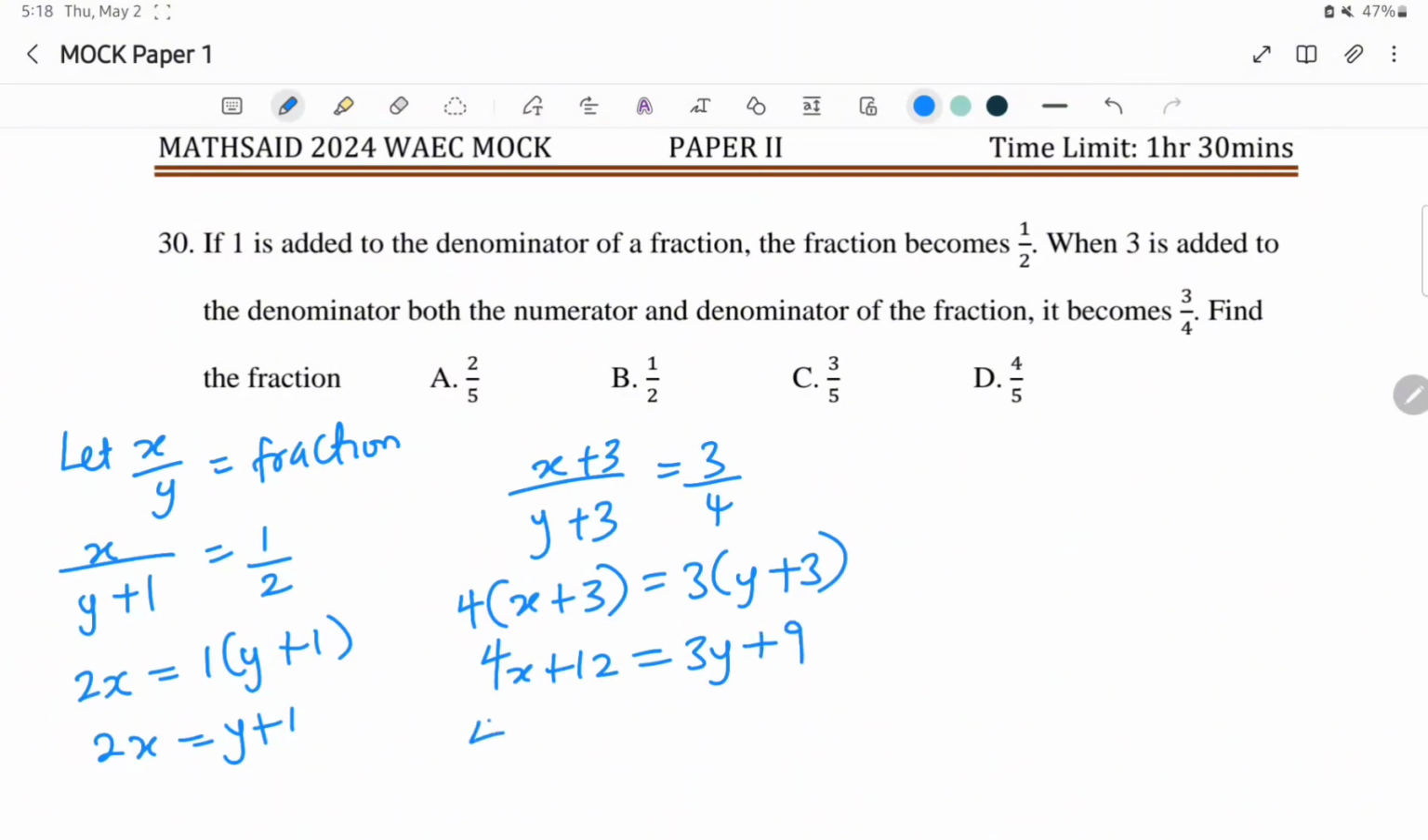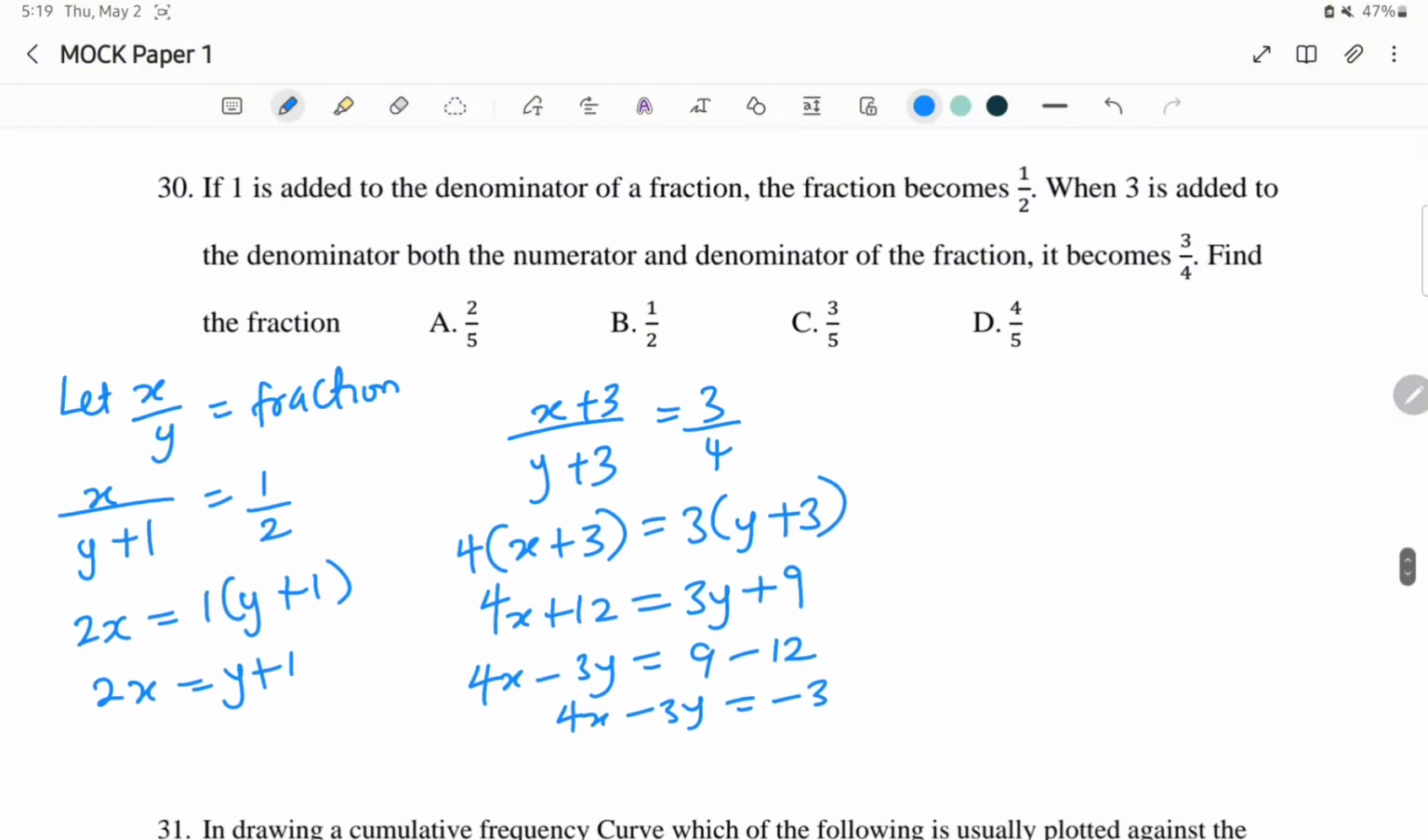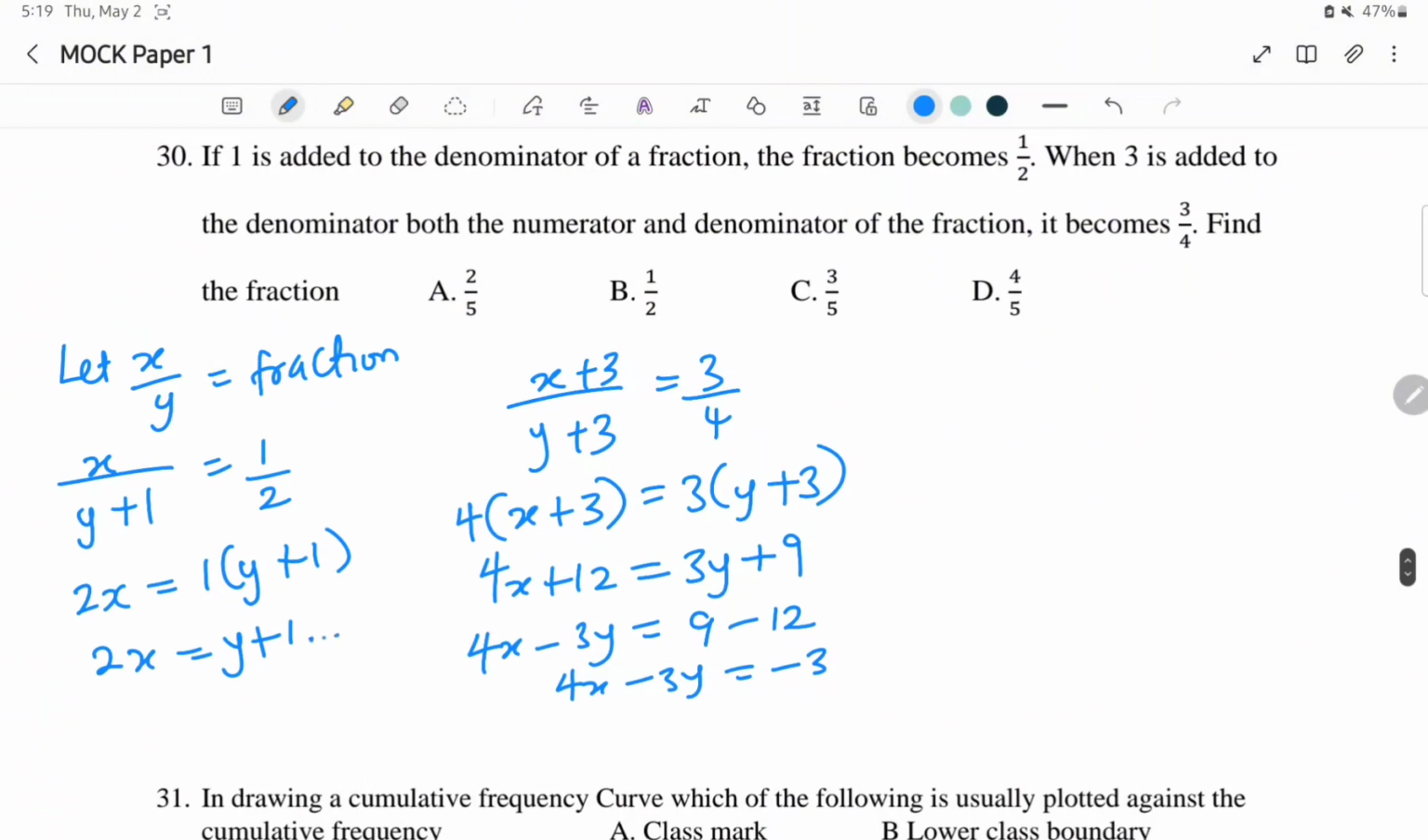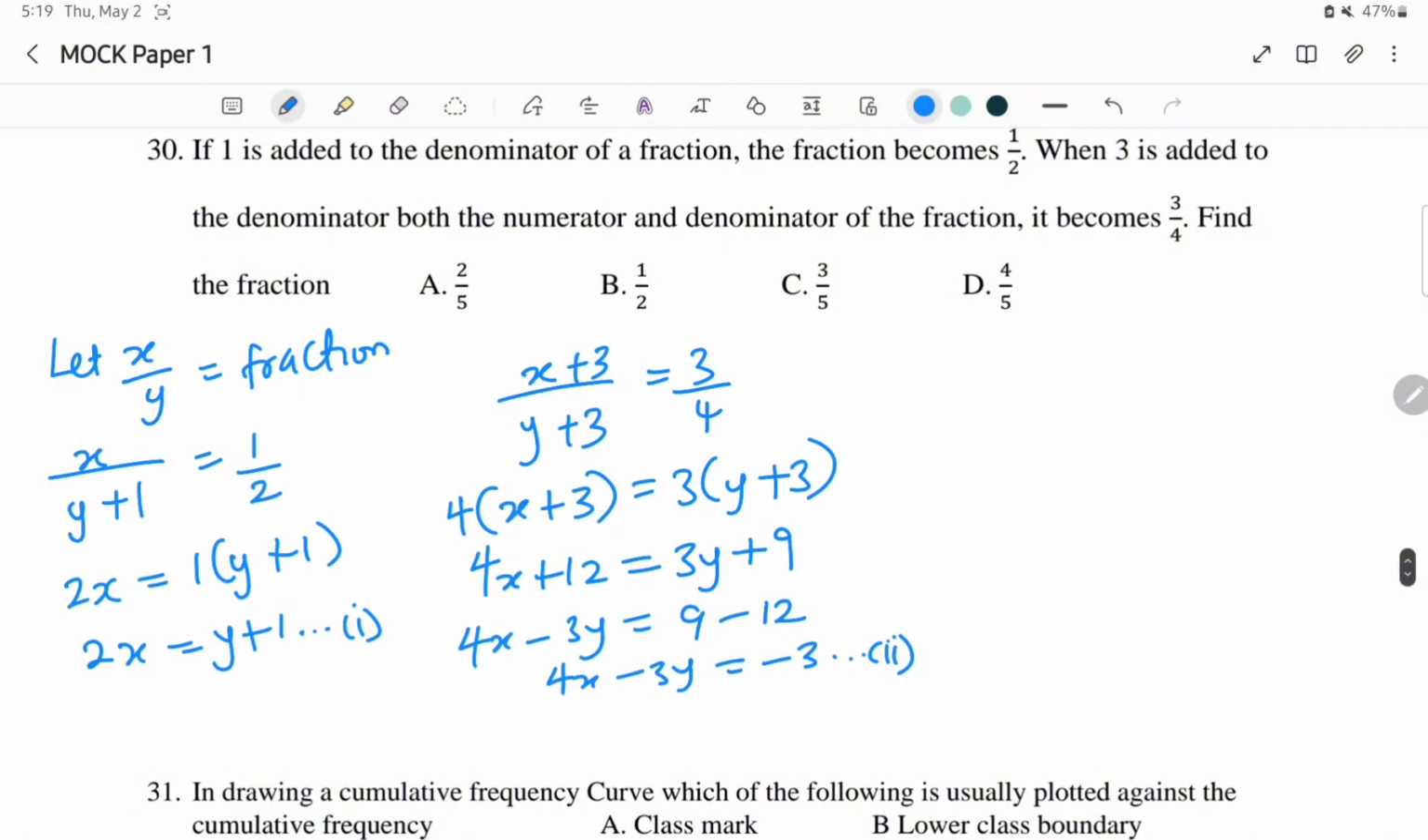You can simplify for that. 4x minus 3y equals 9 minus 12. That means 4x minus 3y equals negative 3. So, if we call this equation 1, and this equation 2, from equation 1, I can make y the subject of the formula. That is, from 2x equals y plus 1, y is going to be 2x minus 1. So I can substitute 2x minus 1 into equation 2 wherever I have y.